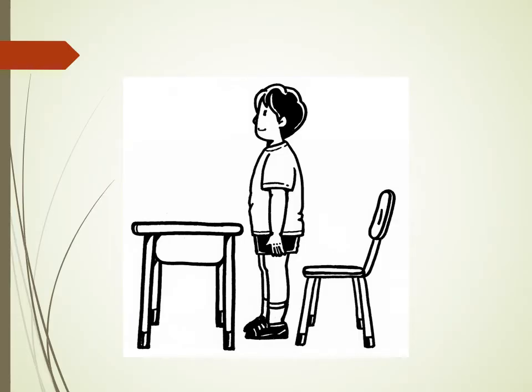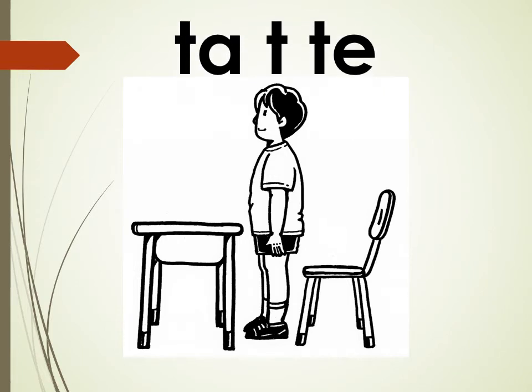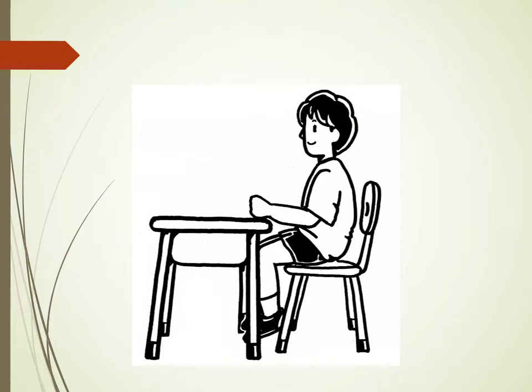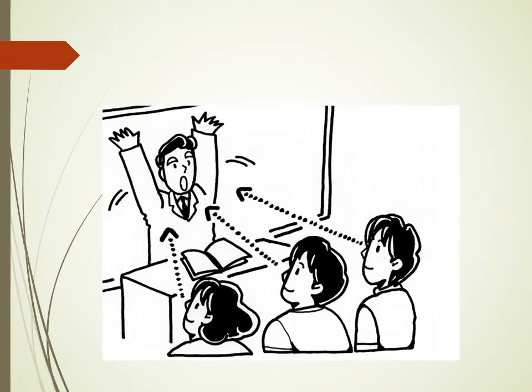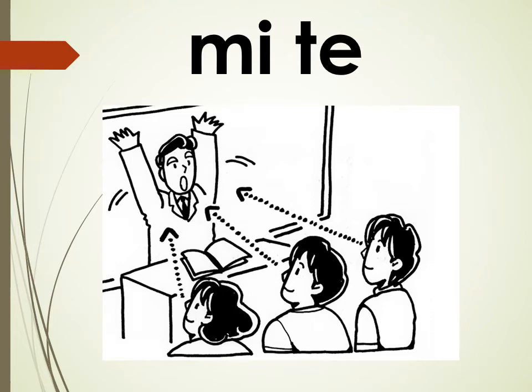Okay, let me test your memory. How do you say stand in Japanese? It is tatte. How do you say sit in Japanese? It is suwatte. How do you say look in Japanese? It is mite. Okay, let's move on.